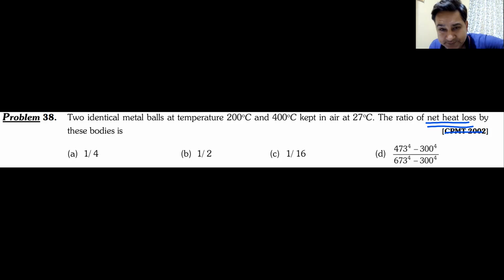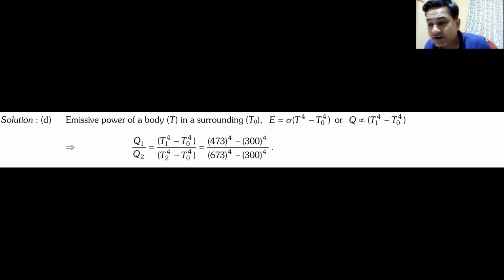Do we understand this? Yes, sir. So please don't make the mistake. The rate at which energy is gained or energy is lost is proportional to T raised to the power 4 minus T surrounding raised to the power 4. You just write the ratio and you get your answers. Do we understand this? Can I move further ahead? Yes, sir. With the next question.